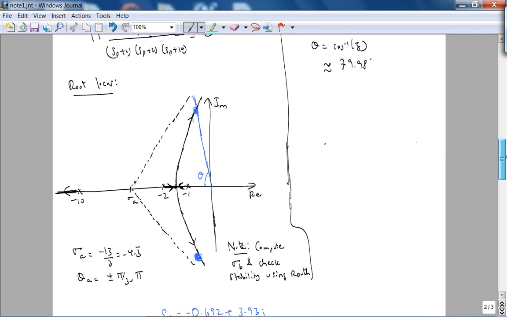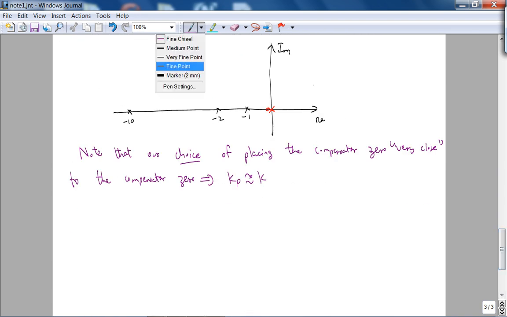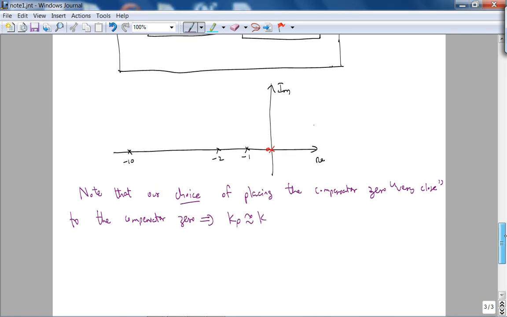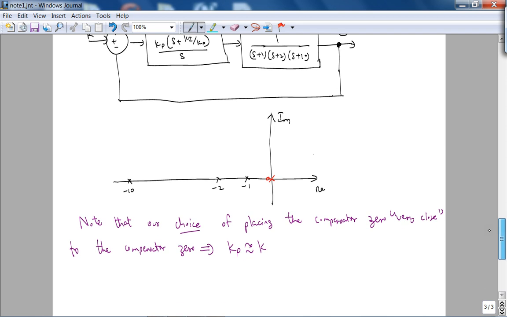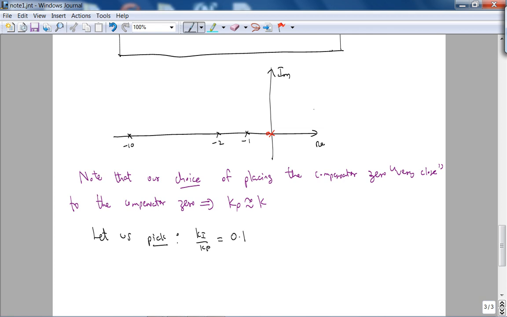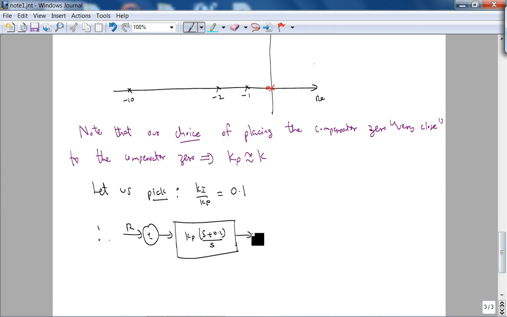So going back, how close are we to our transient response specs? Let us pick Ki over Kp as 0.1, let's say. So this is just the choice that we made. Therefore, we can check if our Kp is going to be approximately K. In other words, we are using root locus, which is a function of one parameter. So we need to have only one unknown in our block diagram, and it should be a gain. So let's do this.